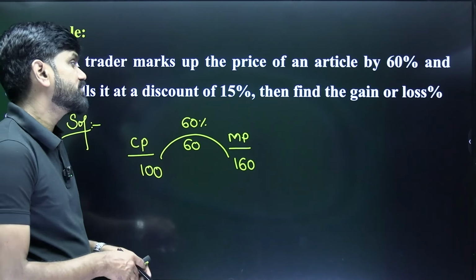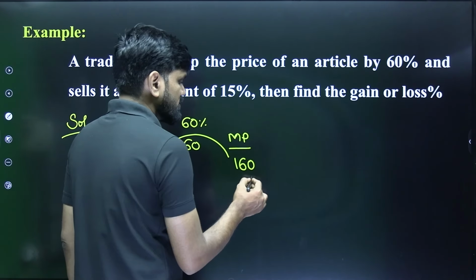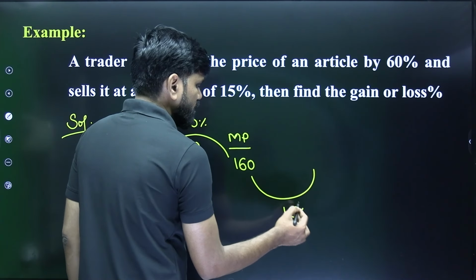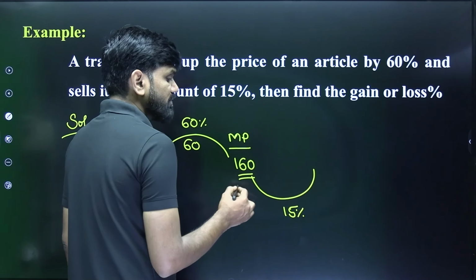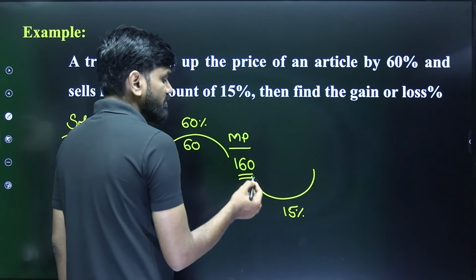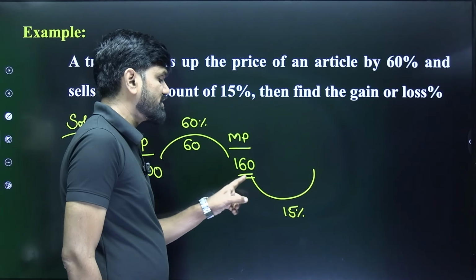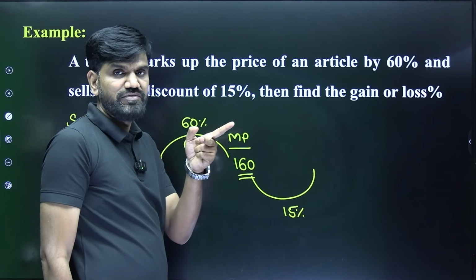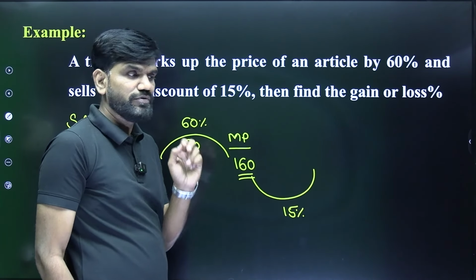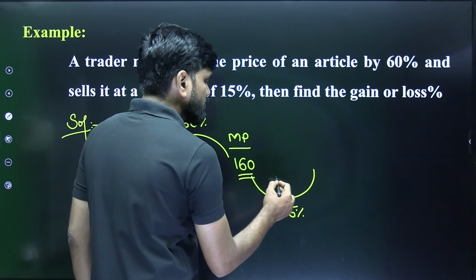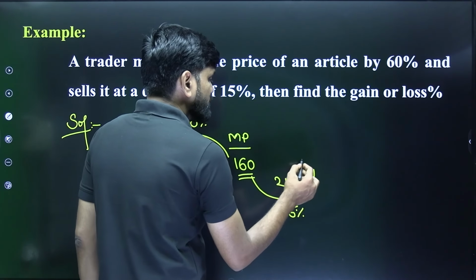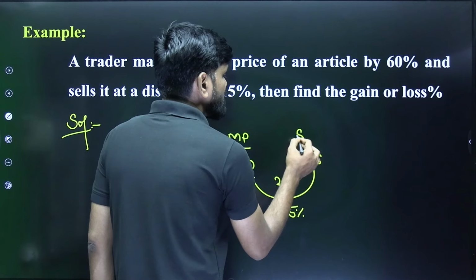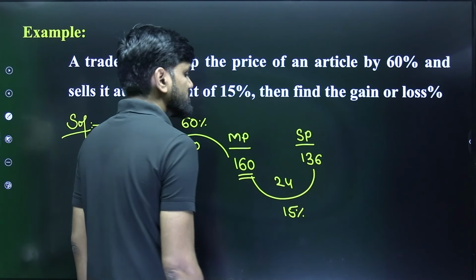After that, it is being sold at a discount of 15%. 10% is 16, 5% is 8. 15% will add up to 16 plus 8, 24. There is a discount of 24 I am offering. It will now be sold for rupees 136. So selling price is becoming 136.